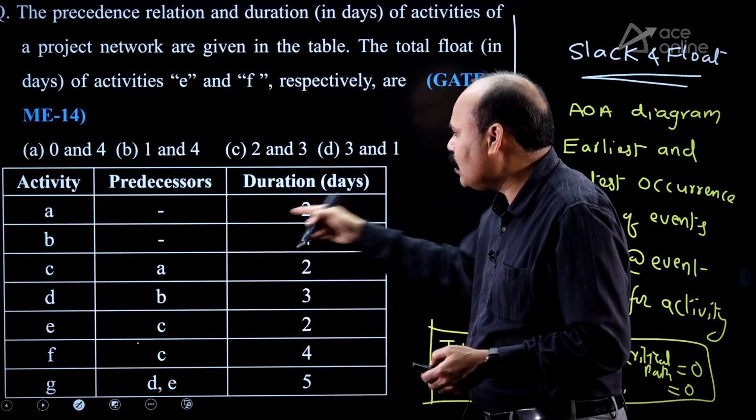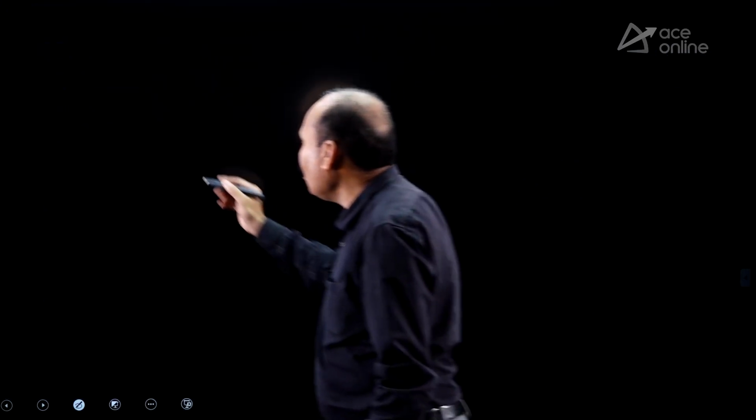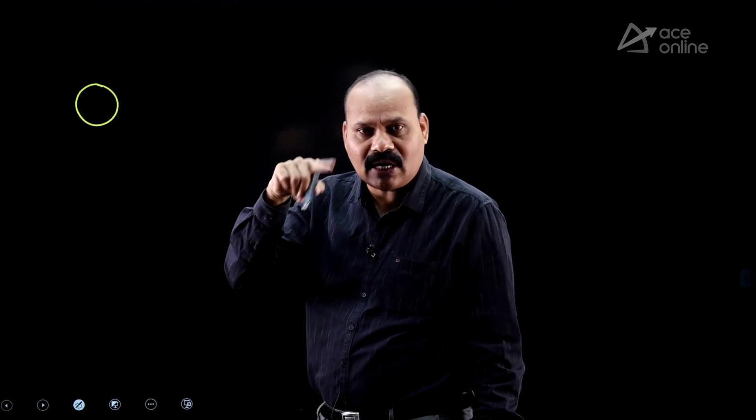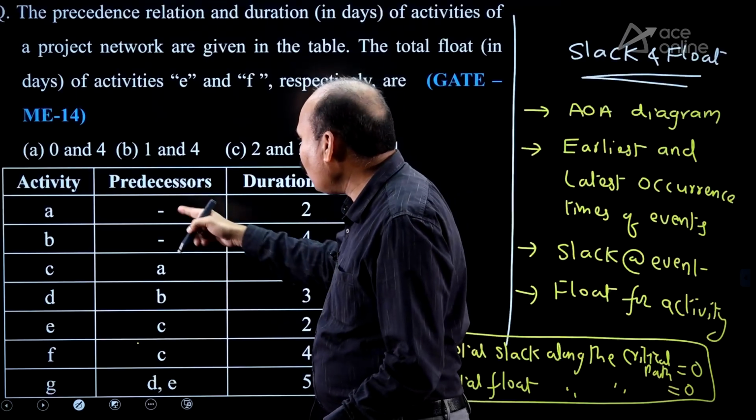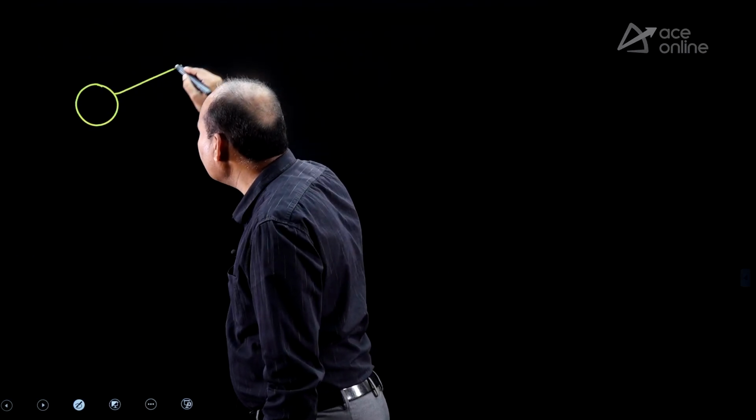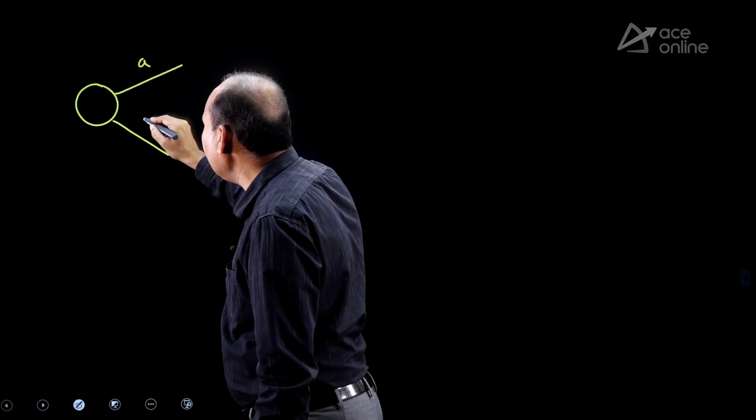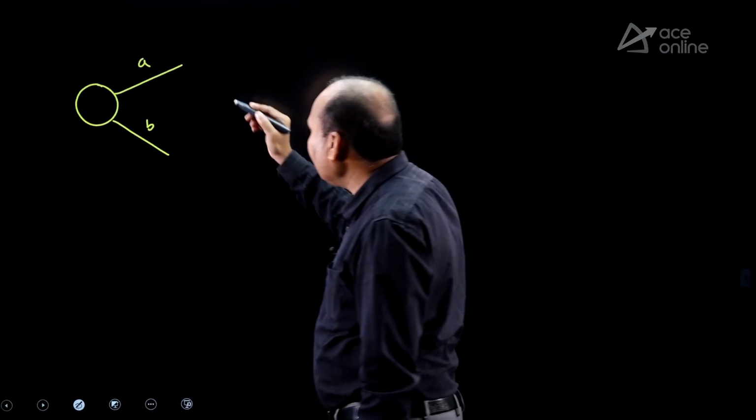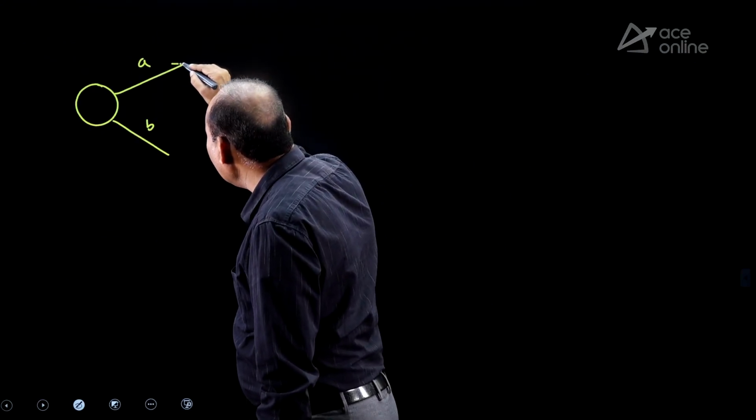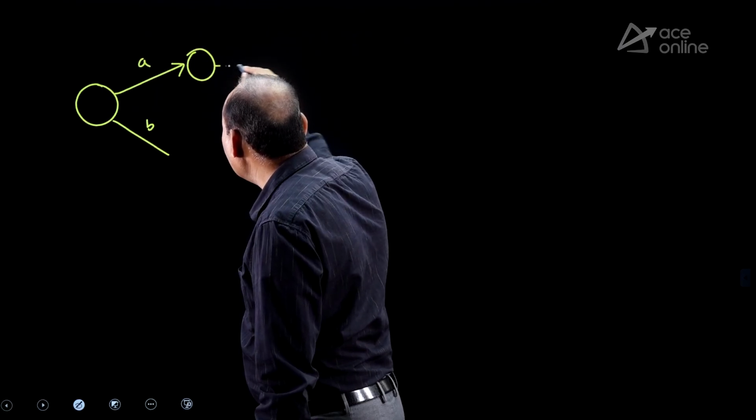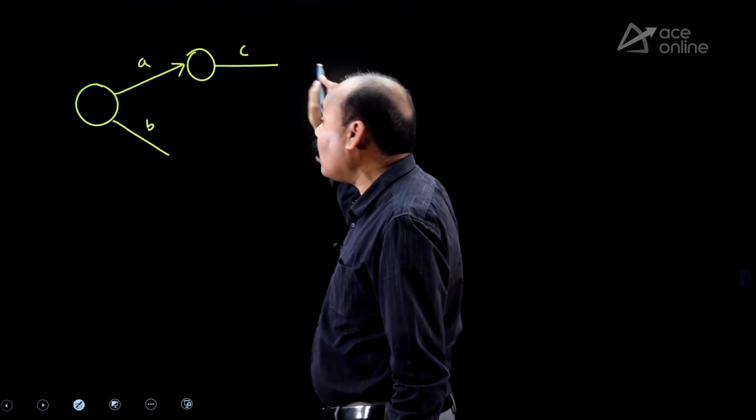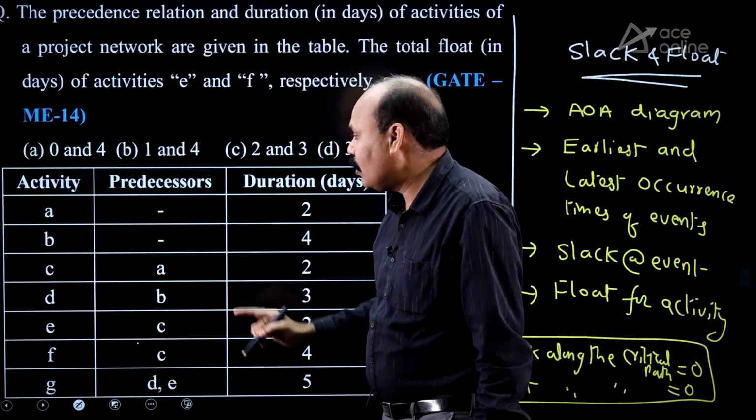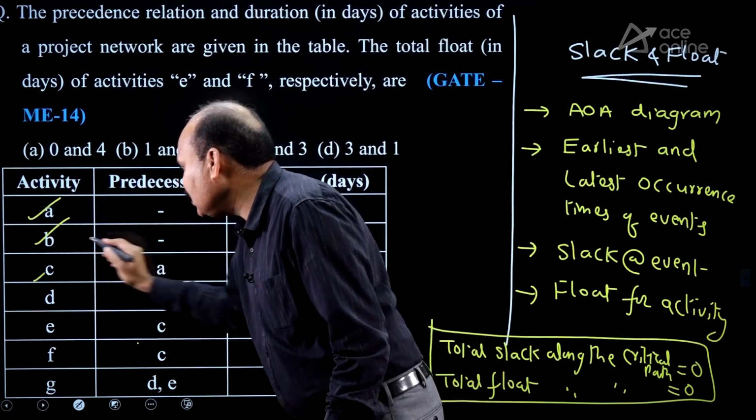A has no condition, B has no condition. Start with a circle. The AOA diagram rule is to start with a circle. A, B have no conditions, so draw two lines, A, B. C after A. After A, C can be taken. Only draw the line and leave it. You can move according to the given data. Three things we have taken: A, B, C we have marked.